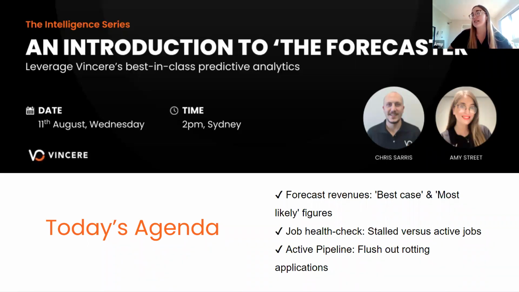As I said, today's the last one, the forecaster. So all things, what's sitting in your pipeline and what revenue you're due to expect from those applications and those roles that you're working on. So the agenda for today is, initially, that forecast. So what's best case versus most likely?